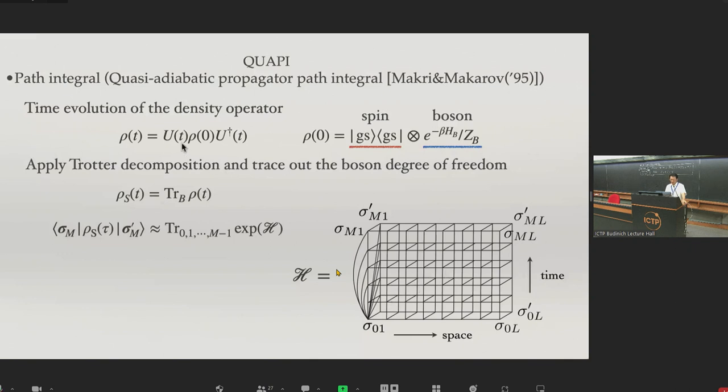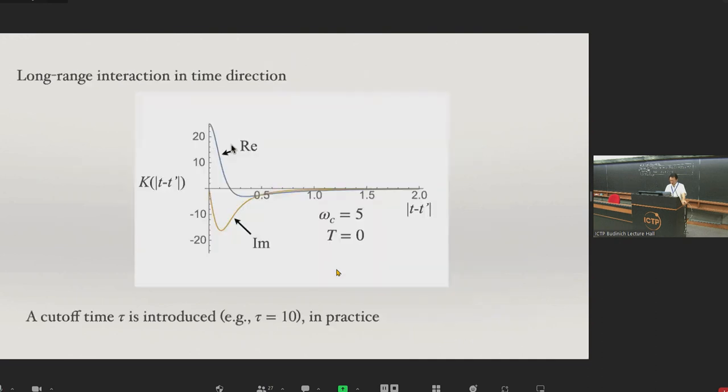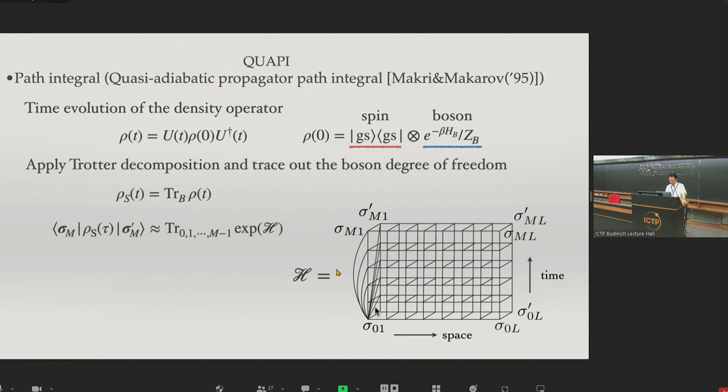Since we have two time evolution operators here and here, we have bilayered two-dimensional systems, classical systems. In addition, it is important that we have long-range interaction in the time axis. So we have interaction from spin here and here.